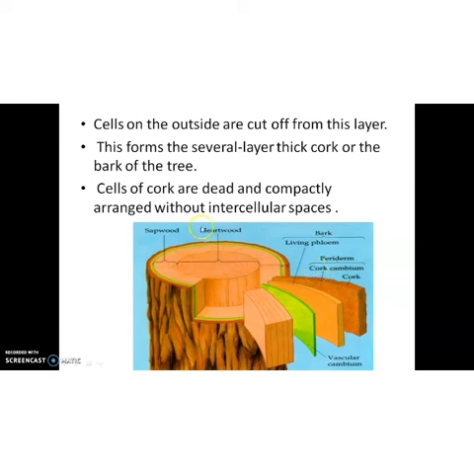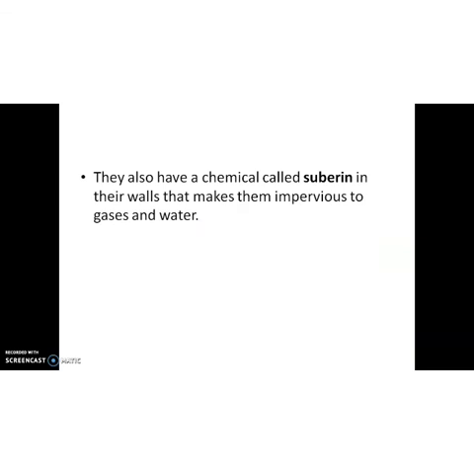Cells of cork are dead and compactly arranged without intercellular space. The function of epidermis is clear now. They also have a chemical called suberin in their walls that makes them impervious to gases and water. Okay, so that's about complex permanent tissue and epidermis. I hope you understood today's topic.